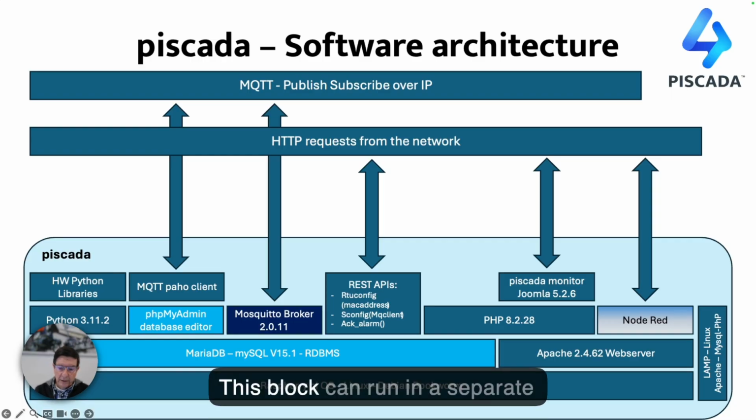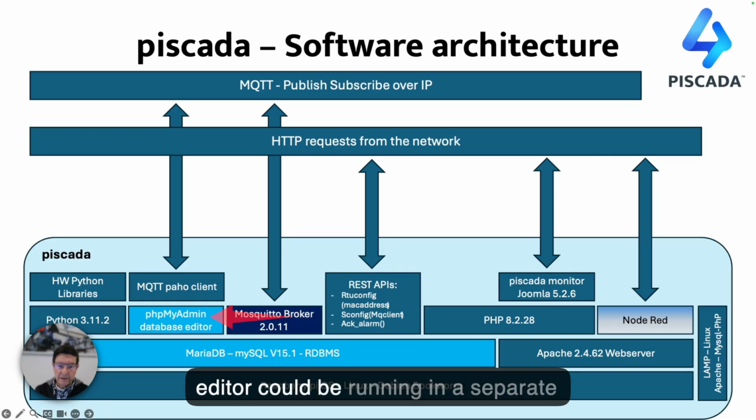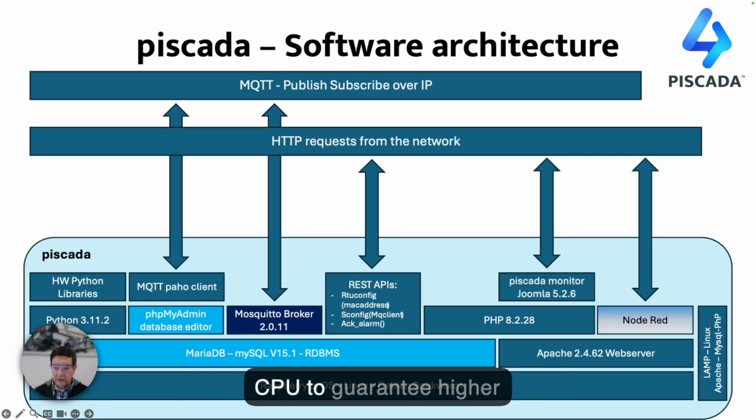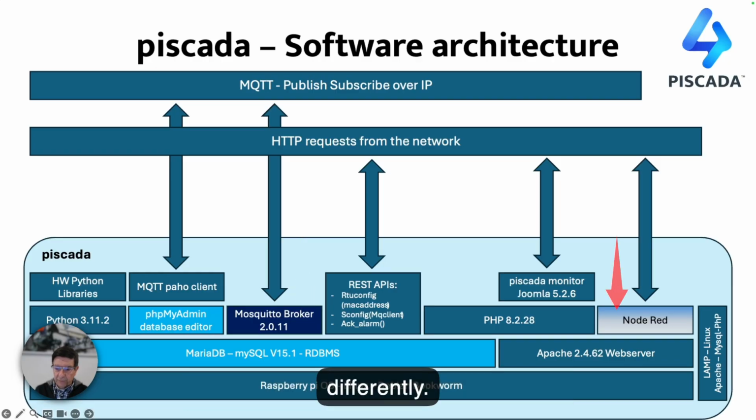This block can run in a separate CPU, so the piscada software could be running all of it in a single Raspberry Pi, but the Maria DB, for example, together with the database editor, could be running in a separate CPU to guarantee higher performance if needed. The colors on this scheme indicate exactly that. The things that could be running in different CPUs are colored differently.